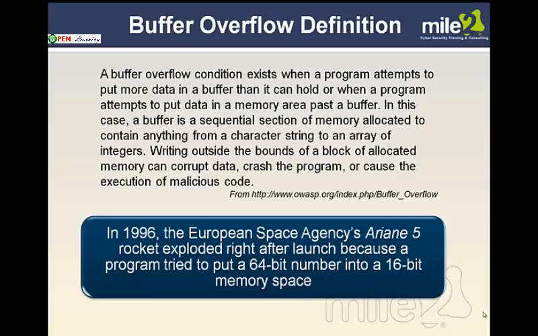In this case, a buffer is a sequential section of memory allocated to contain anything from a character string to an array of integers, basically numbers. Writing outside of these bounds of a block of allocated memory can corrupt data, crash a program, or even cause the execution of malicious code. Many people know that buffer overflows take place when too much data is accepted as an input value, which in turn writes over specific memory segments.